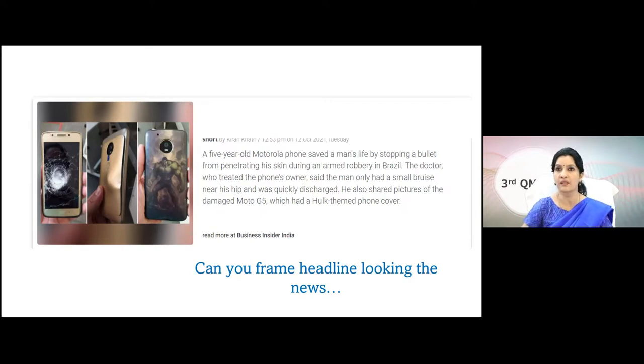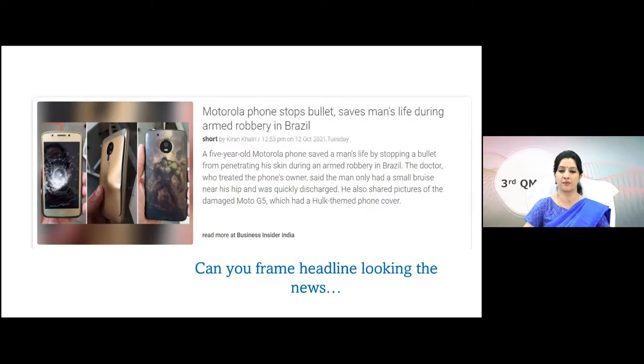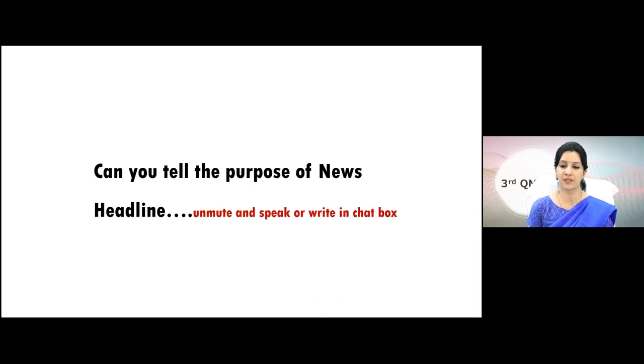Hulk the savior, personal mobile to the rescue. Here they have framed a simple title like: Motorola phone stops bullet, saves man's life during armed robbery. So it was not very unique like what you people are suggesting. Again, I think I have told the purpose of a news headline.